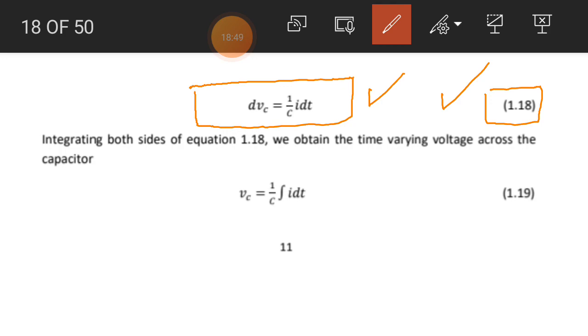Now what is the differential voltage, or what is the differential time? The differential voltage is represented by dV. This voltage is known as differential voltage. The differential time is represented by dt. So let me explain the differential voltage and differential time.